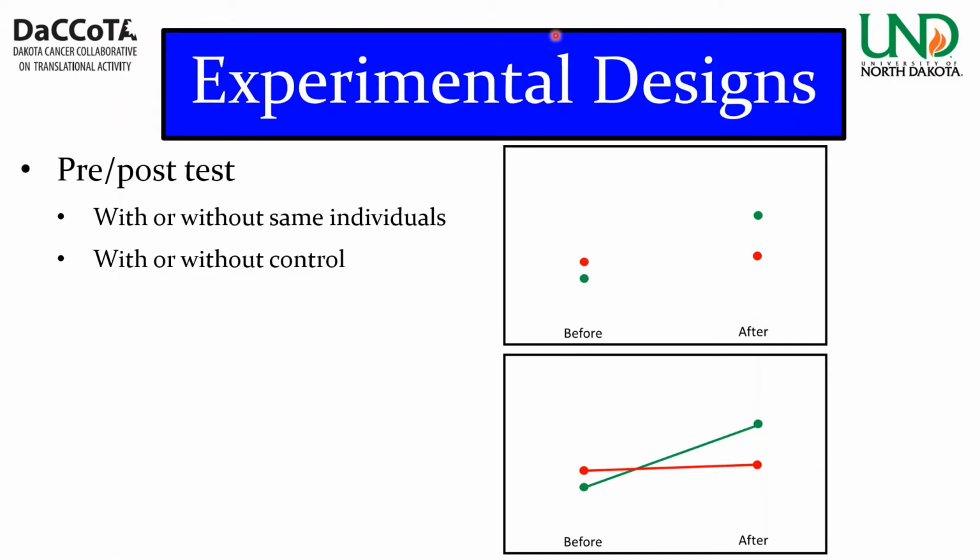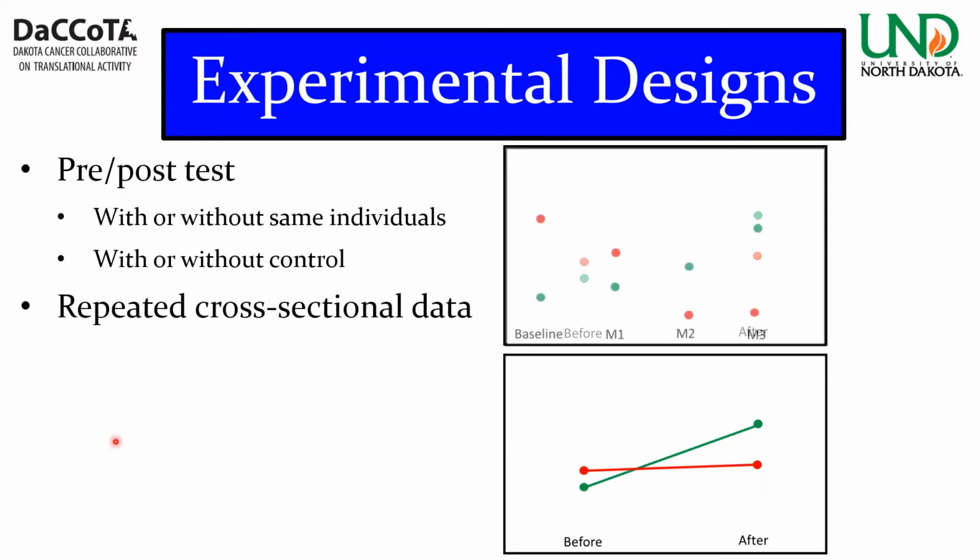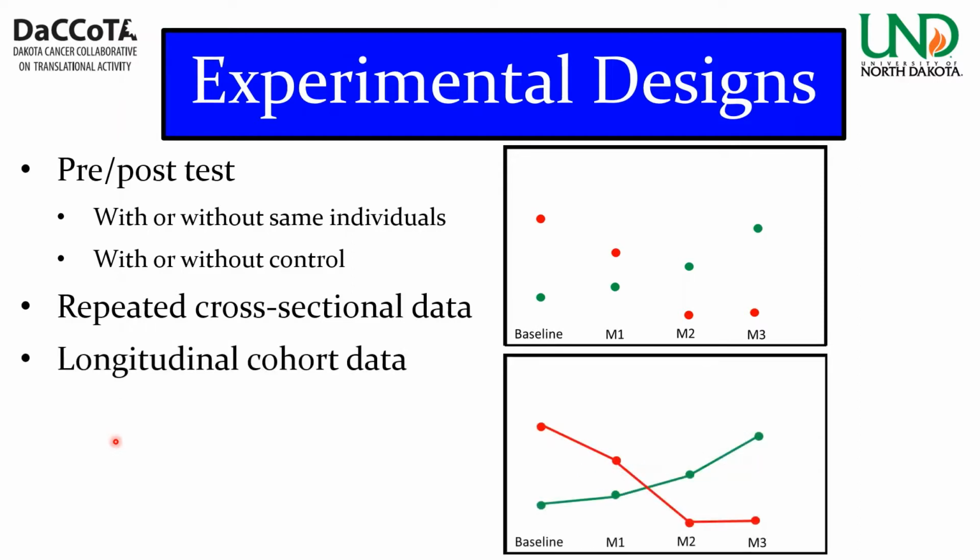Next, for more than just 2 time points, there is repeated cross-sectional data. Kind of looks like this. Similar to this, but with individuals repeated across time, so multiple observations that is, there is longitudinal cohort data, which looks like this. You can see here they're kind of similar to the pre-post test, but extended out to however many time points you want.